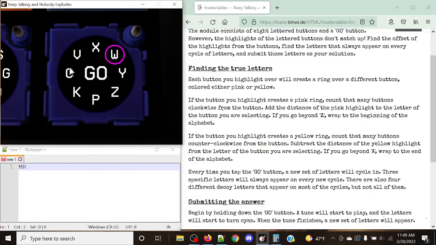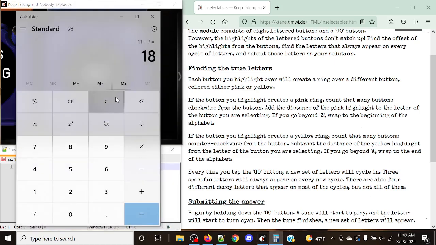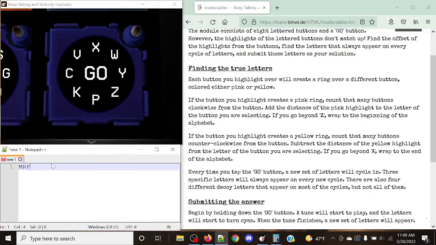Next up, Charlie. Charlie is going to be 1, 2, 3 clockwise, which is going to be the pink ring in this case. So we're going to be adding 3 to Charlie. So 3 plus 3 is going to be a 6, which is going to represent Foxtrot for us.